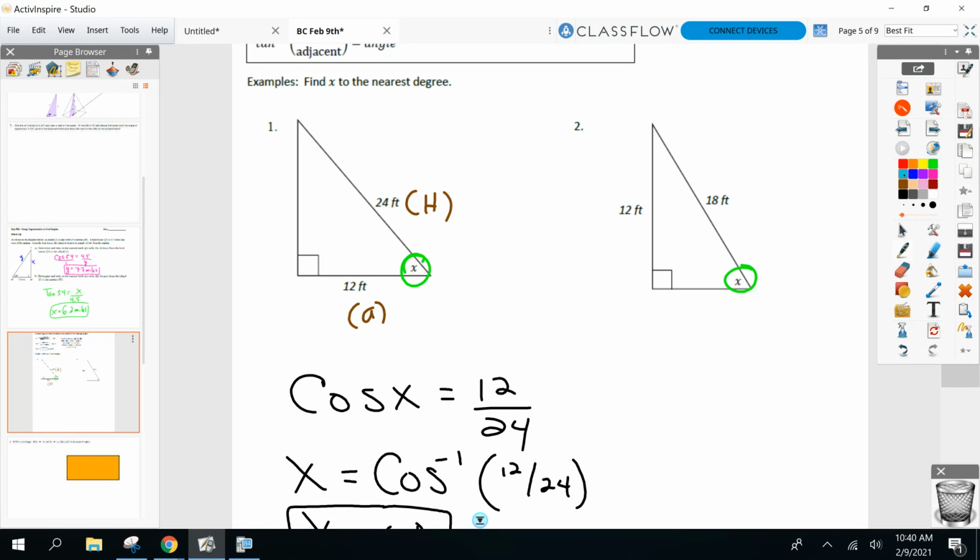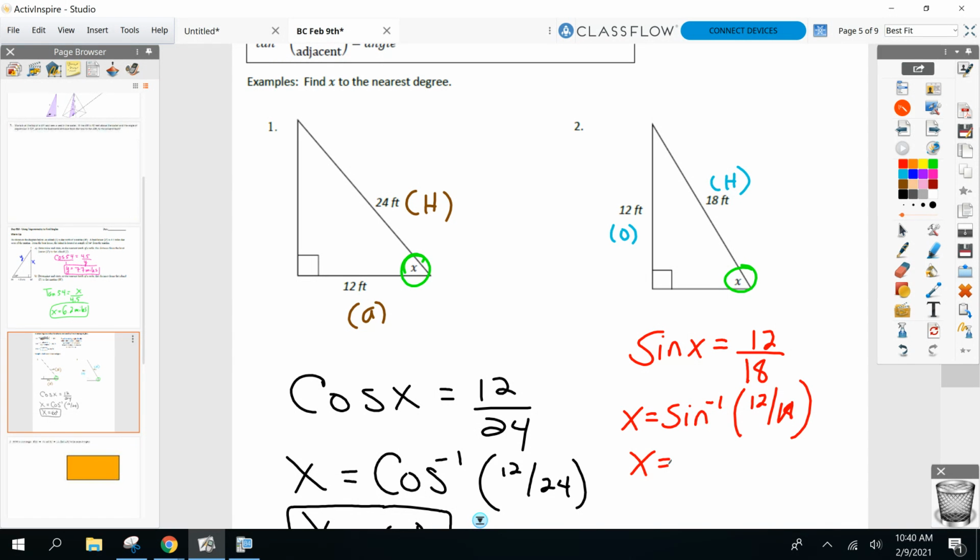The 12 is the opposite side, and the 18 is the hypotenuse. All right, O and H. Now we use sine. Sine of x is equal to 12 over 18. Again, I'm finding an angle, so no cross multiplying. Instead, I take the inverse of sine. What angle has a sine ratio of 12 over 18?